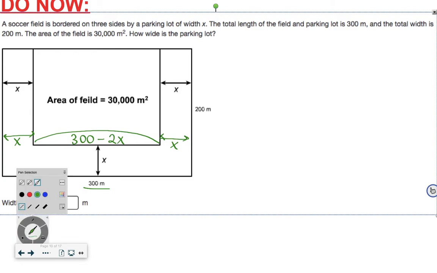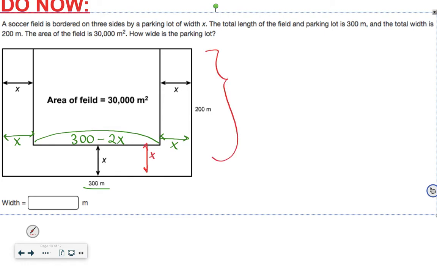To be able to find the width, we know that this is also x as well. And the whole width is 200 meters. But what is the width of the field? If I subtract x from 200, then you will get 200 minus x as the width of the field. Let me draw the field over here. The length is 300 minus 2x and the width is 200 minus x.